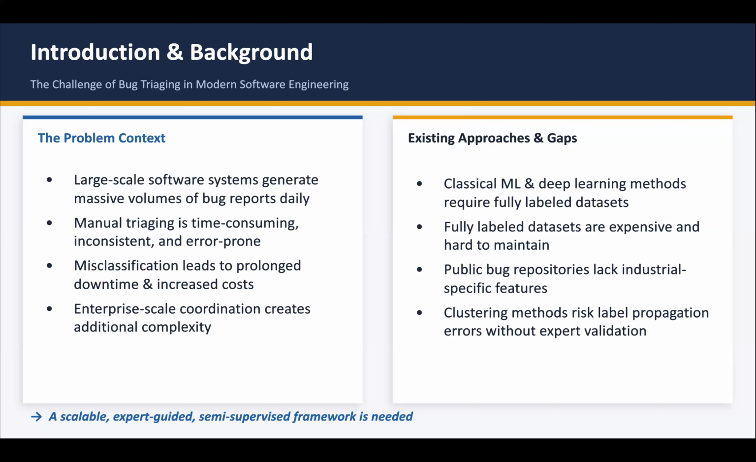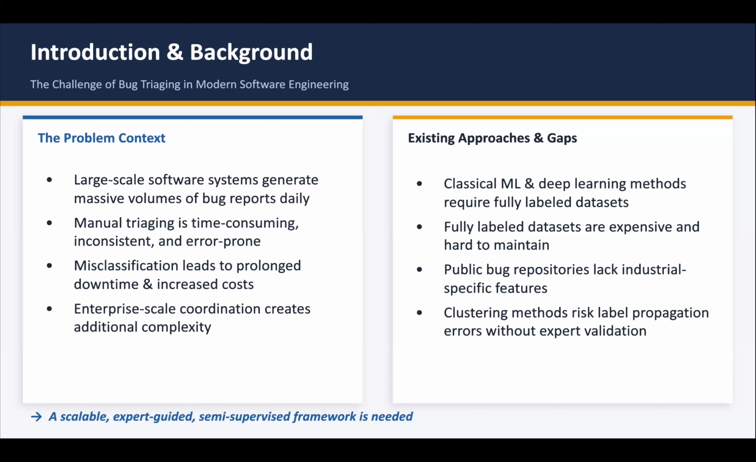Every large-scale software system generates a constant stream of bug reports. The challenge isn't just fixing bugs, it's deciding which ones to fix first and how serious they really are. That process is called bug triaging.